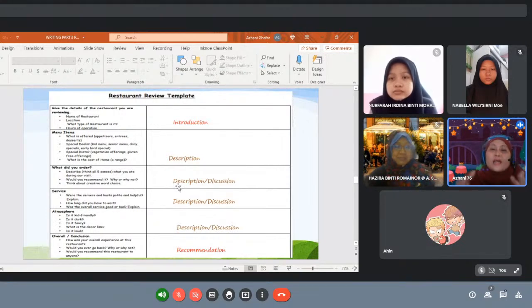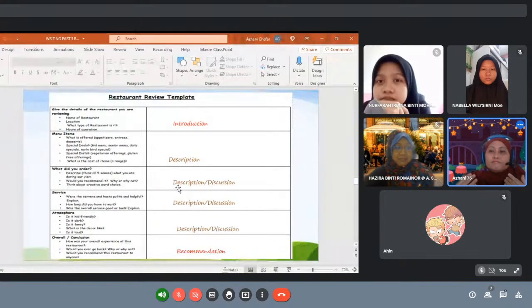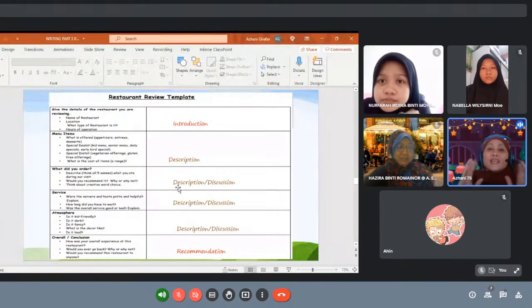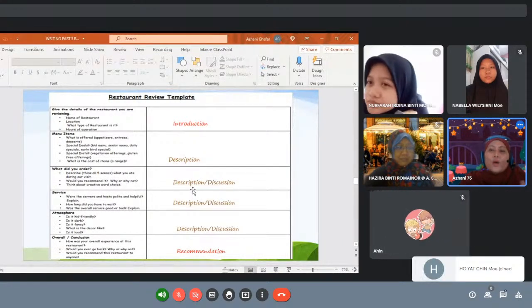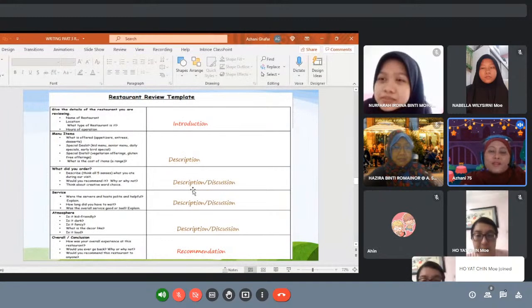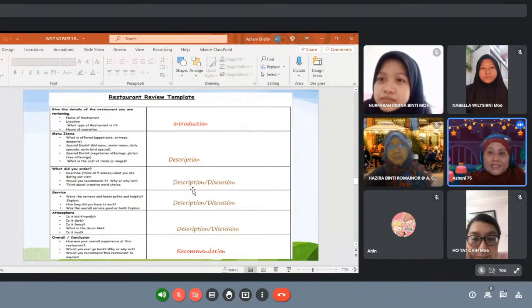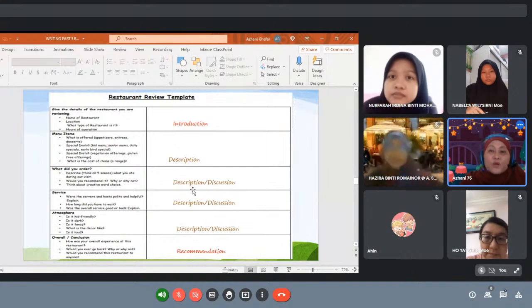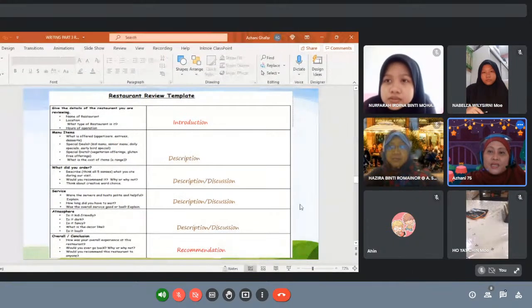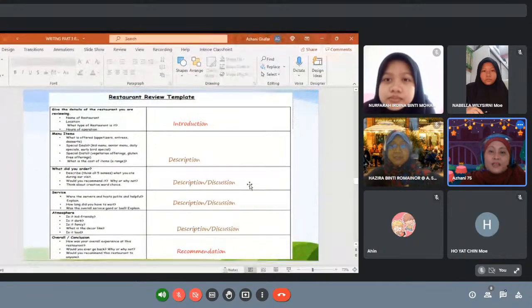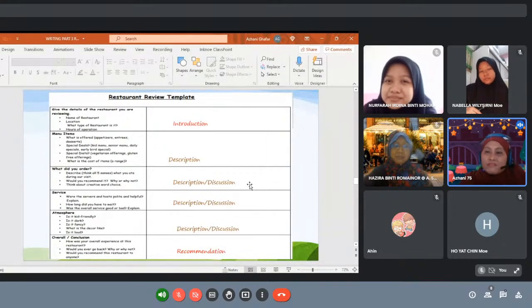Okay, can you smell it? Does it have a very appealing, a very inviting aroma? Okay, what about the plating? What about the presentation on your plates? On your table, is the cutlery arranged nicely? Does the plating look so interesting?